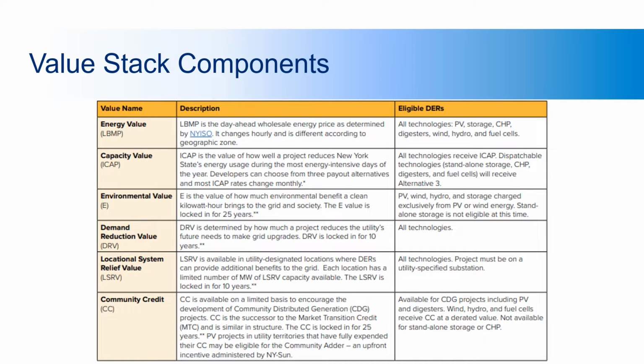Finally, the market transition credit was available to the community distributed generation projects under the Phase 1 tariff as a replacement for the DRV. Under the Phase 2 tariff, which is the focus of this training presentation, these projects instead may receive the community credit in addition to the normal DRV component.